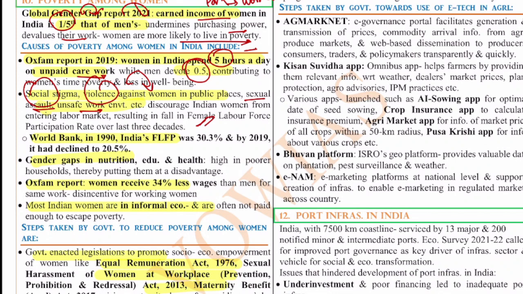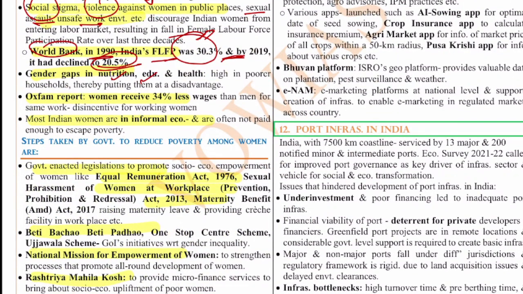So for that only the Vishaka guidelines have come in and the government has brought in legislations. The World Bank said that in 1990 India's female labor force participation was 30.3%, and by 2019 it declined to 20.5%. This decline was seen because women stopped participating, especially in agriculture. That is a good sign. But parallelly, women also did not participate in other major economic activities, even in urban areas. The gender gap in nutrition, education, and health shows that there is bias towards men. So there is bias that we can see in society overall.